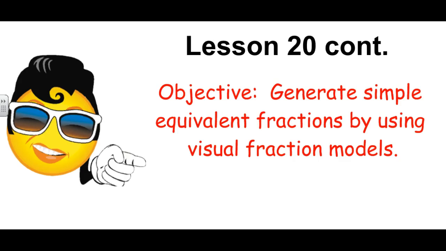Okay, we're going to be carrying over from lesson 20. We have a different learning target today for this lesson, but it's kind of the same thing that we did in lesson 20. It's just you creating more of your own fractions. So you're going to generate simple equivalent fractions by using visual fraction models. So the models are just what we draw, the rectangles or the circles whenever we're making our fractions. And the fractions that we're working today are equivalent fractions, so they're equal fractions.